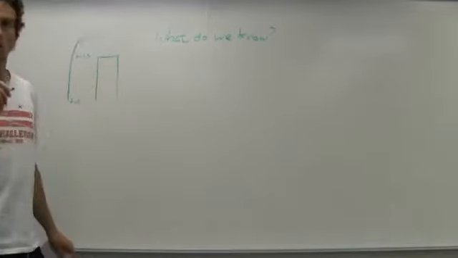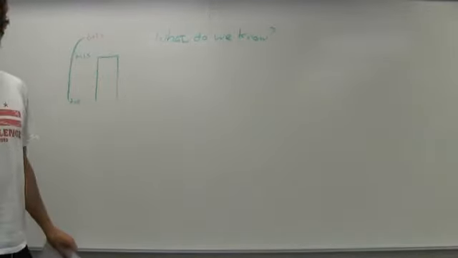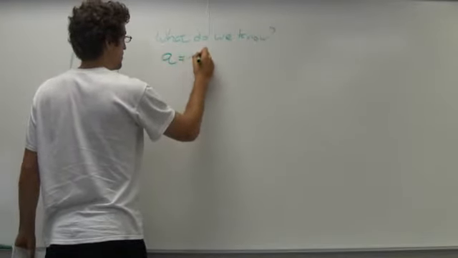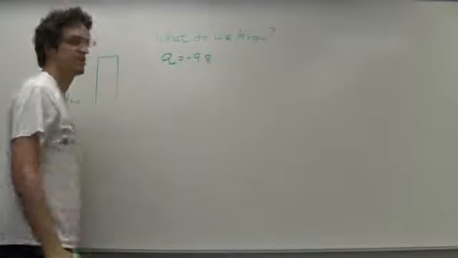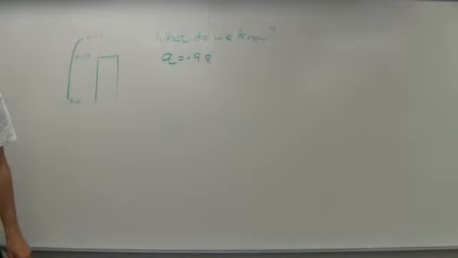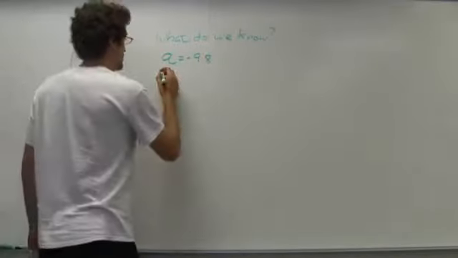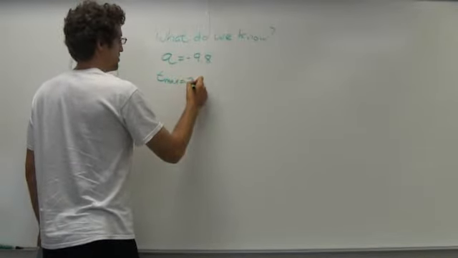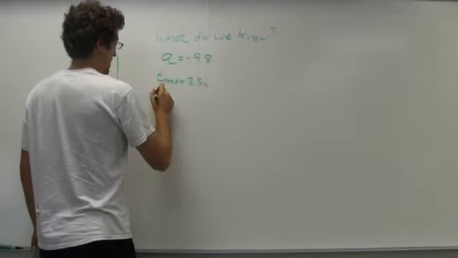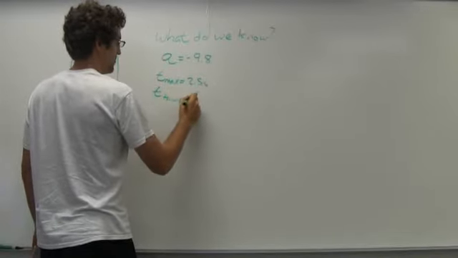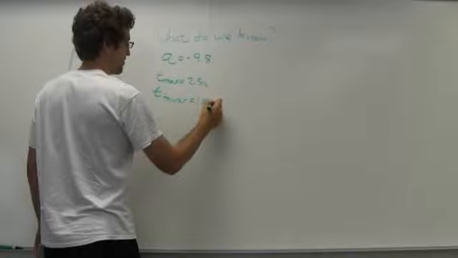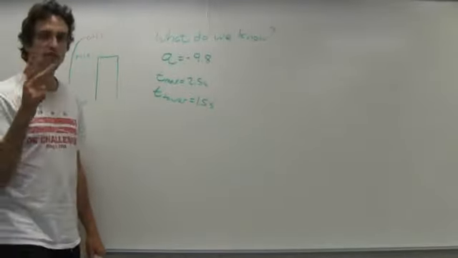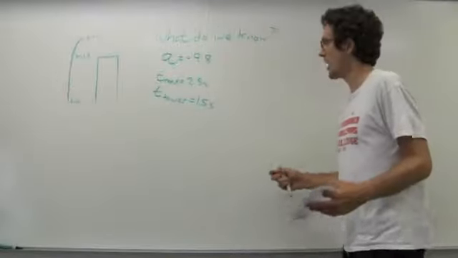Well, we know one thing always in a vertical problem. Acceleration is negative 9.8. We also know 2 times. T max is 2.5 seconds, and T tower is 1.5 seconds. Now, because we have 2 times, we really need to do 2 different problems here.